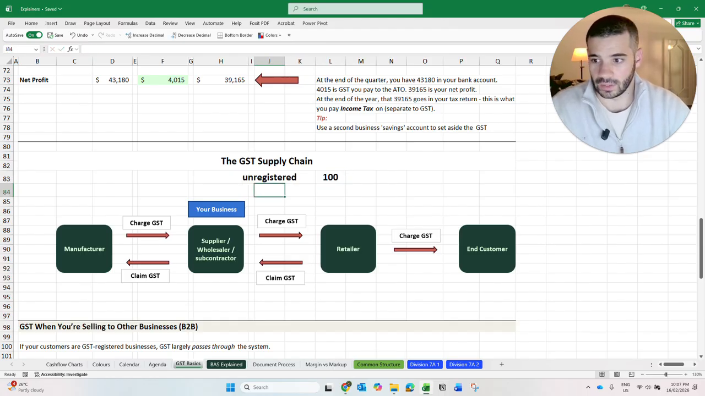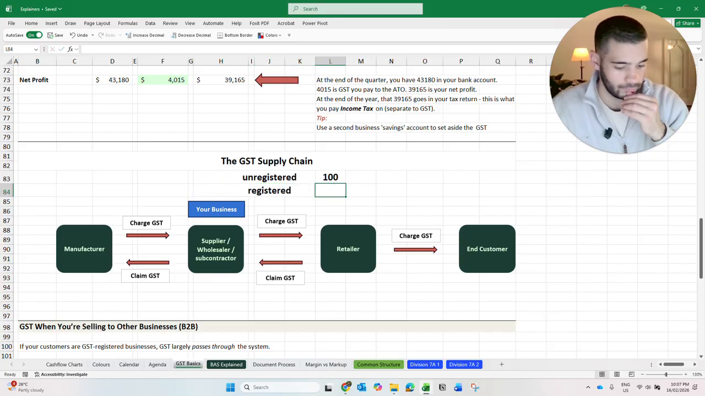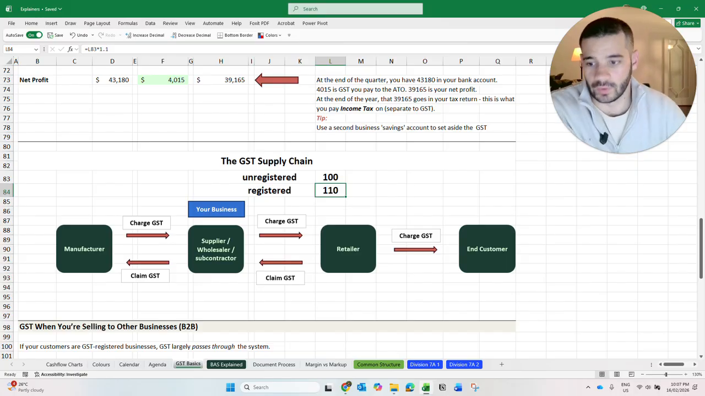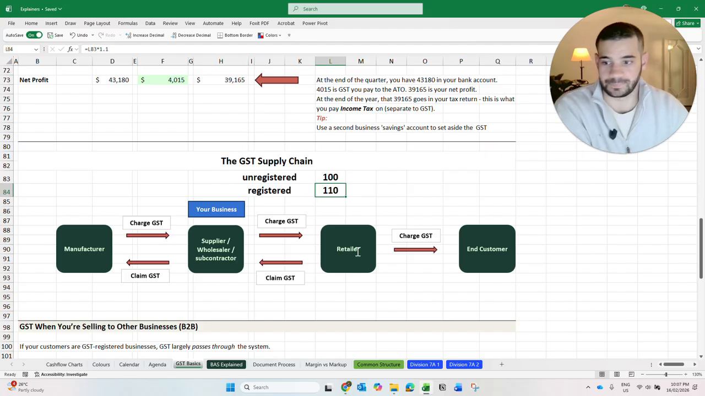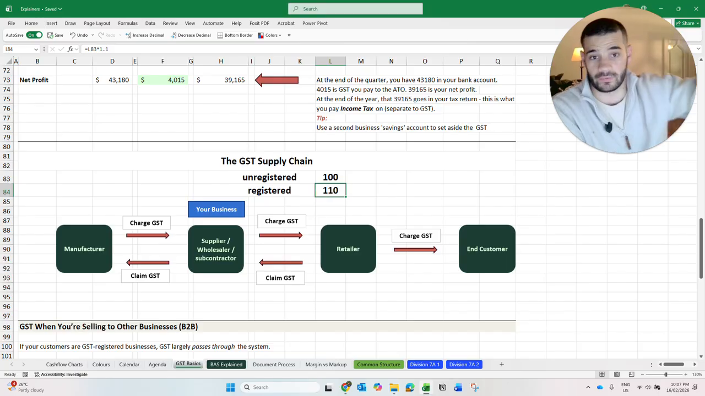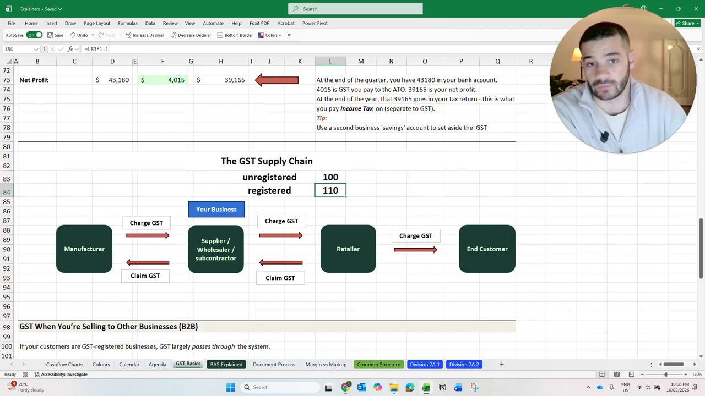Now, if we then move to registered, what do we have to do? We've got to multiply that by 1.1, and now we have to add $10 worth of GST onto our invoice when we invoice the retailer. So now we are collecting $110, but 10 of that we have to pay to the tax office. So we're still left with $100, which is our true income.